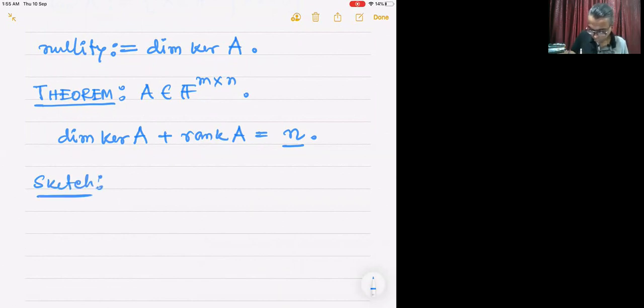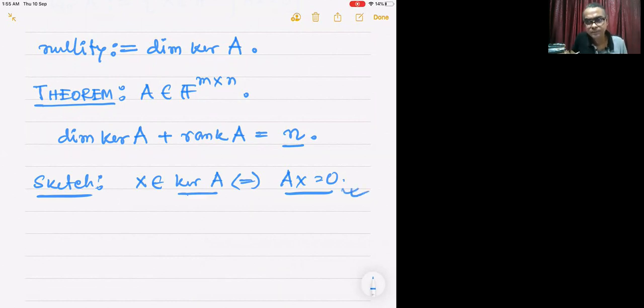So x belongs to the kernel of A if and only if Ax equals 0. Then the kernel of A is nothing but the solution set of this system of homogeneous equations. And how have we characterized the solution of this system of homogeneous equations? Look at the row reduced echelon form, and then divide the variables. So xk1 up to xkr will be your dependent variables. All the other variables will be independent, and those independent variables are the free variables.